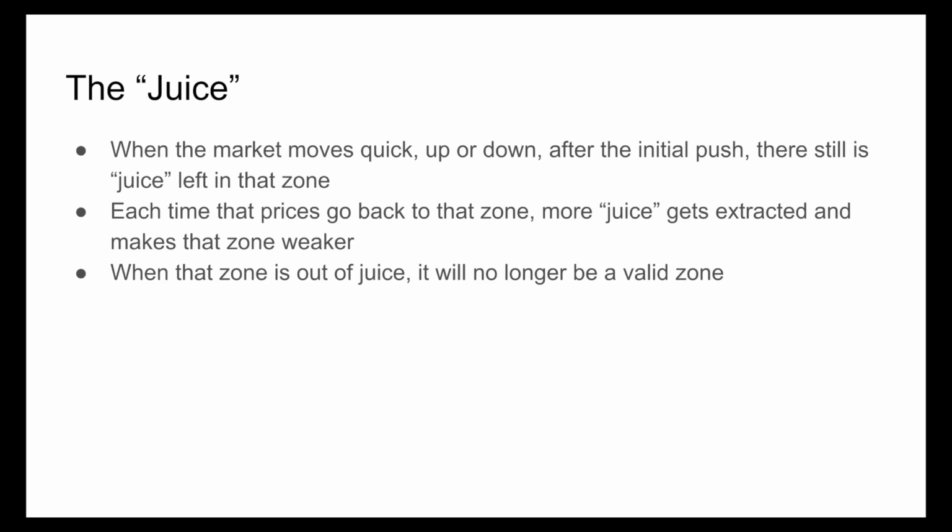Those big institutions have massive orders at those places, right? So when prices do come back to that level, it picks those pending orders back up, and the same thing happens. The market shoots back up or falls really hard. But every time that prices go back into that zone, more of the juice is going to get extracted, meaning more pending orders are going to get filled, and there will be fewer pending orders when you go back to that zone again. So when a zone is out of juice, it will no longer be a valid zone.